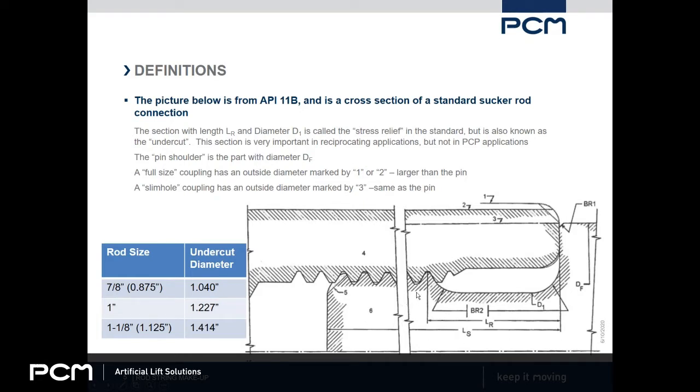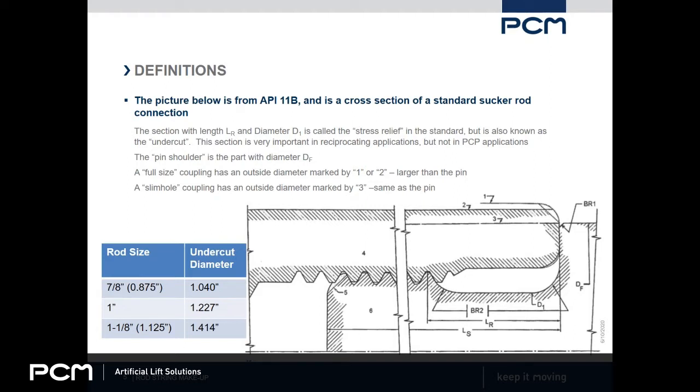There's a few different parts that we're going to look at here. This section here, which is smaller diameter on the pin, has length LR and diameter D1. That is what, in the API standard, is called the stress relief. I usually call it the undercut, because that's the term I was told when I first started in this industry, but in the standard it says stress relief. This section is really important for beam pumps, but it doesn't matter so much for the PCPs, but we'll come back to that.